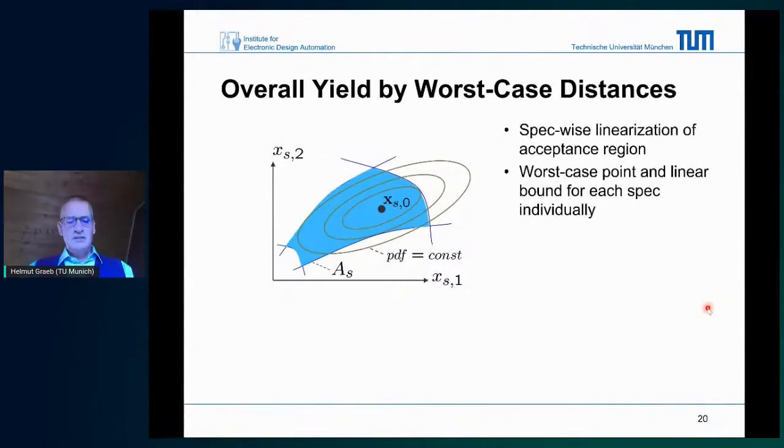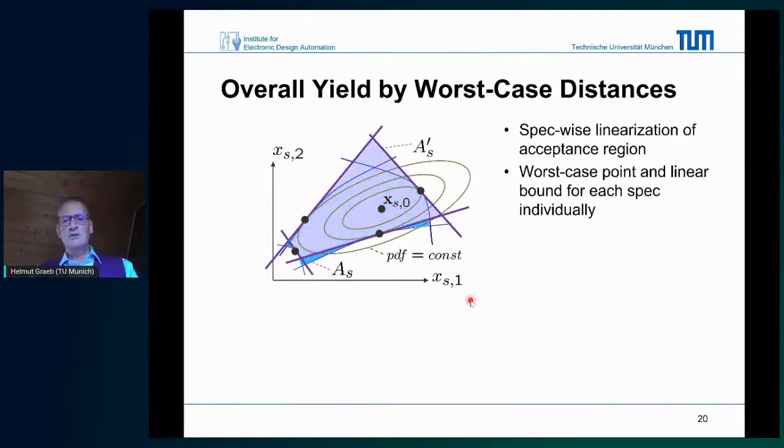One more question is, yes, now you defined it for just one spec. What about all the specs? Here's what we do with all the specs. Well, we get the worst case for each spec. So here's one spec. This is the point of highest probability violating the spec from this side. Here, it's that point, right? Over here. And the fourth one. And now we have an approximation of our acceptance region.